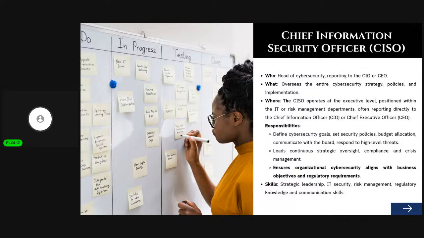Now, the key responsibilities of the CISO would be first to define the cybersecurity goals, set security policies, make sure the budget for cybersecurity is robust, and communicate with the board, letting them know what threats and vulnerabilities the institution is facing. Also, the CISO should lead continuous strategic oversight in terms of compliance and crisis management, and make sure that the business goals are aligned with regulatory requirements. These are the key responsibilities the CISO should have as part of their job function.